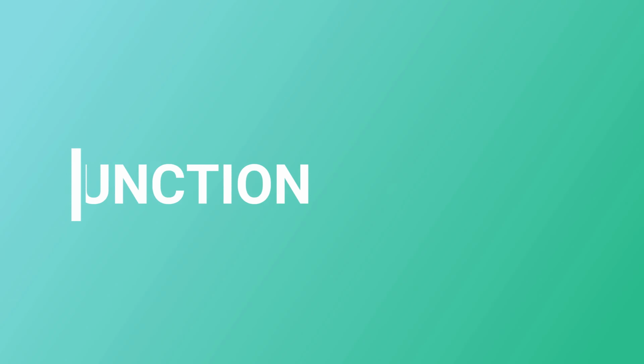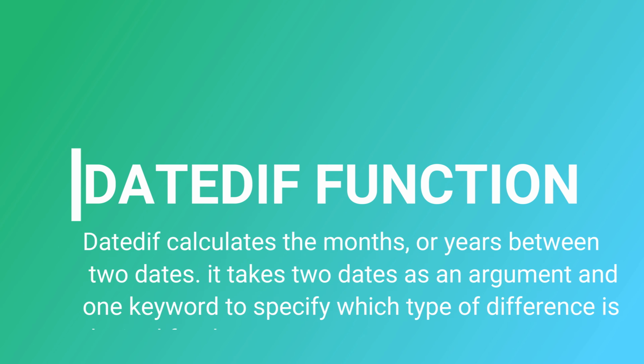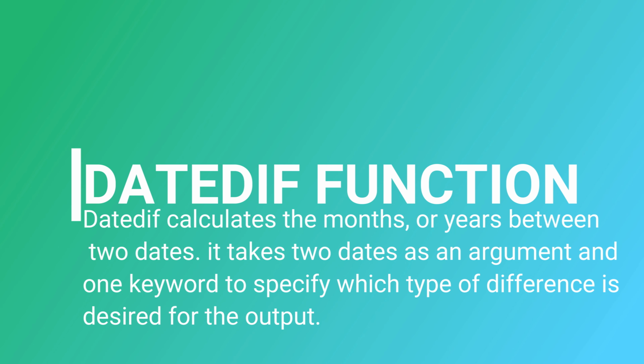The DATEDIF function calculates the months or years between two dates. It takes two dates as arguments and one keyword to specify which type of difference is desired for the output. Let's look at some examples.